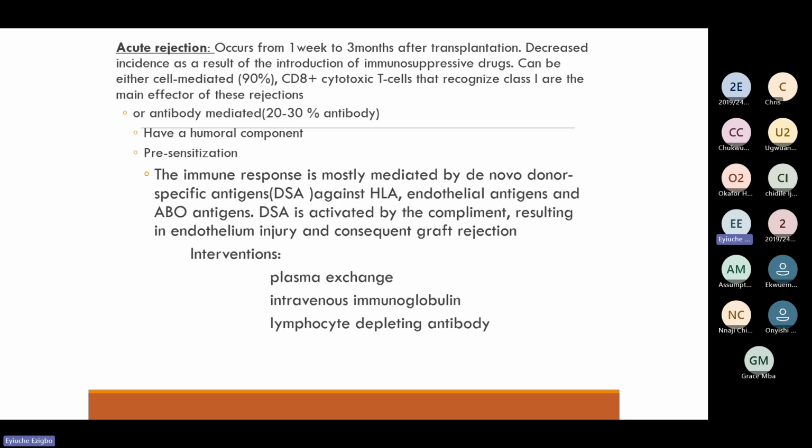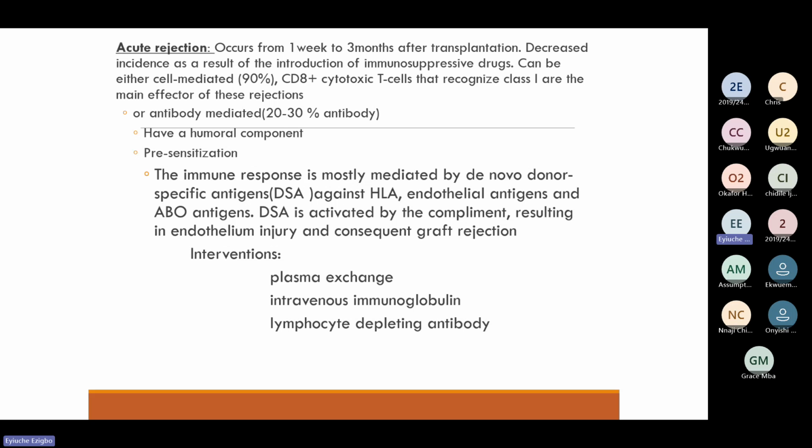It occurs from 1 week to 3 months after transplantation. With the introduction of immunosuppressive drugs, we have a decreased incidence of this acute rejection. It can be either cell mediated, okay, 90% of it, where CD8 cytotoxic cells that recognize class I are the main effectors of this rejection, or antibody mediated, about 20 to 30% of it.